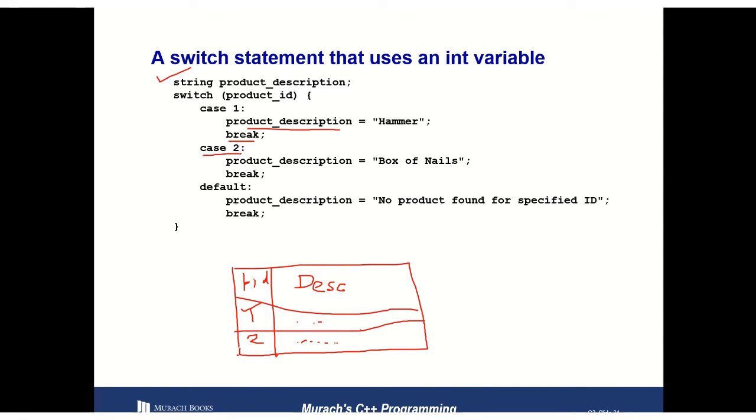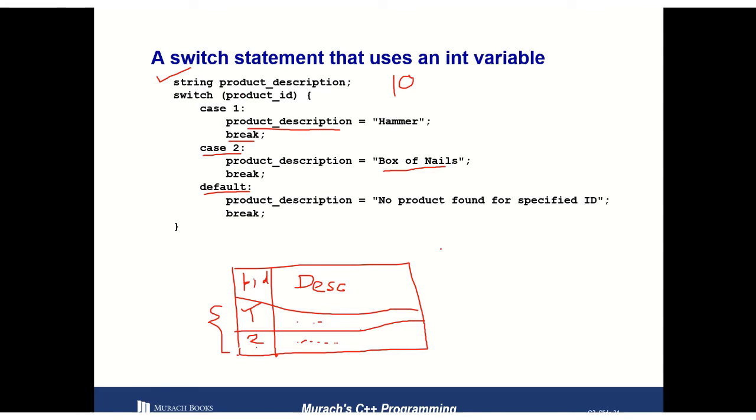Now, if the product ID equals 2, you have a different product description, which is a box of nails. But in general, your product has a default product description that is no product found. So if, let's say, your customer supplies a product ID like 10, 10 is not included here. In your data definition, 1 and 2 are included. So whenever the customer enters 10, the statement you will see in the product description is no product found for specified ID.